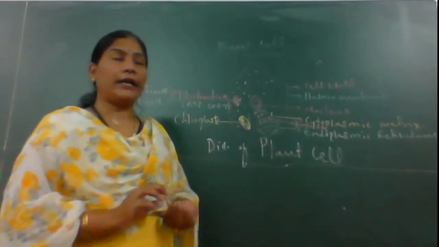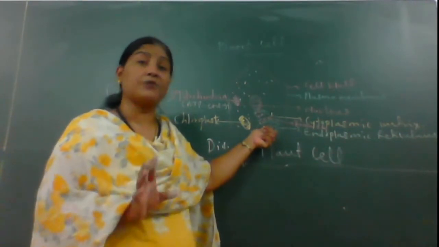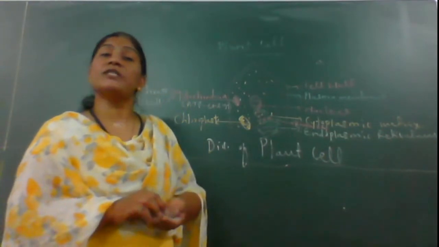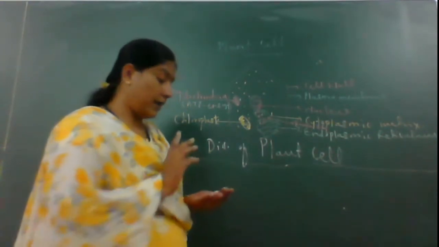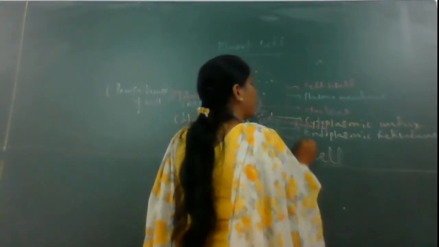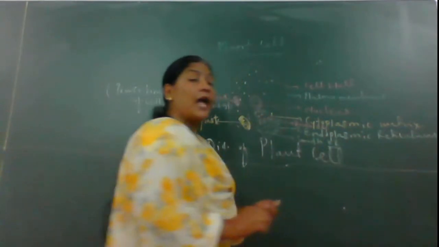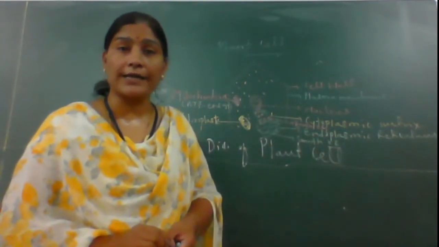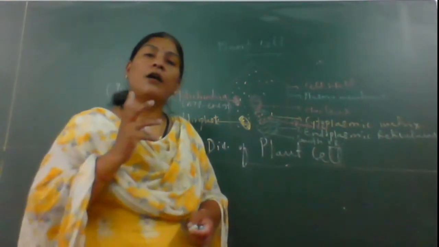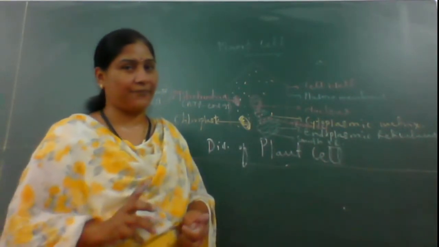And when there is a smooth surface, with no appearance of ribosomes on that network, it appears very soft and smooth, and that's why it is called the smooth endoplasmic reticulum. In some books it is also called the granular and agranular endoplasmic reticulum.